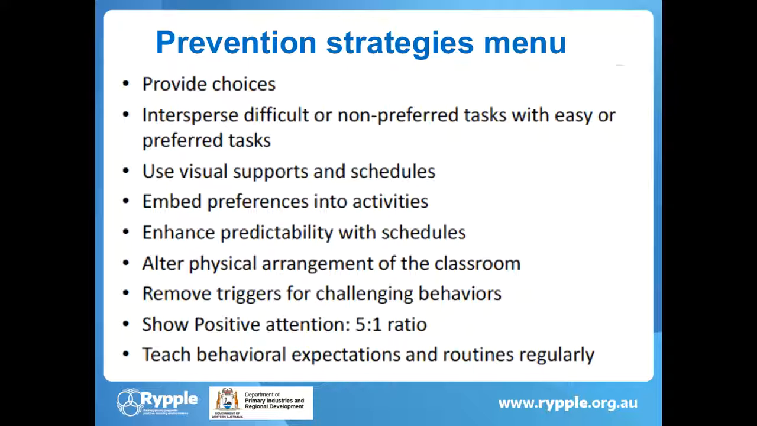Something as simple as moving where the adults are or moving where the furniture is can prevent a great number of problems. So it's really worth thinking about, could we physically move any stuff around? If we have triggers for challenging behaviours, can we remove them? So for example, if we have a really loud siren and the child gets upset when that siren goes, do we really need to have that siren? Showing positive attention in a 5-to-1 ratio is critical that we do this for all children, but especially children with problem behaviours. And we also need to include teaching as part of our prevention.